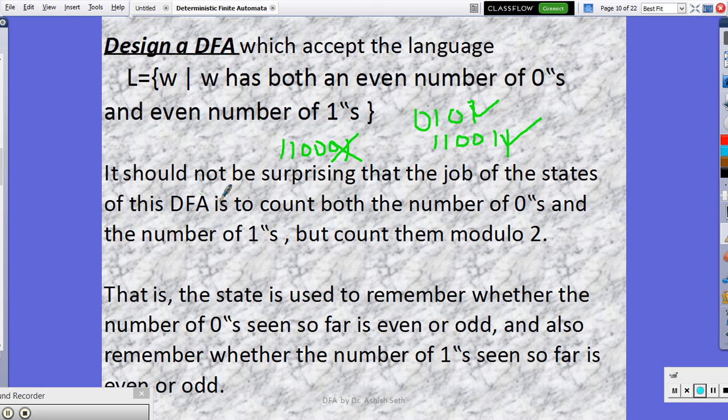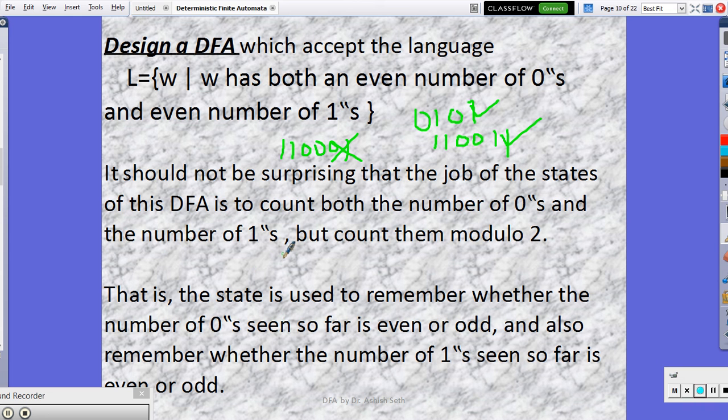It should not be surprising that the job of the states of this DFA is to count both the number of zeros and the number of ones, but count them modulo 2. As you know, in programming logic, if we want to check whether a number is even or not, we normally apply the modulus operation. So with modulo 2 we can easily identify whether the count is even or not.